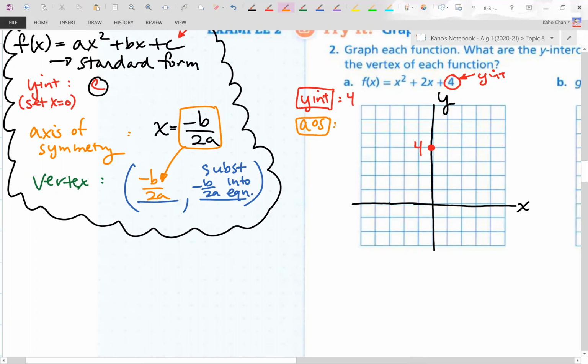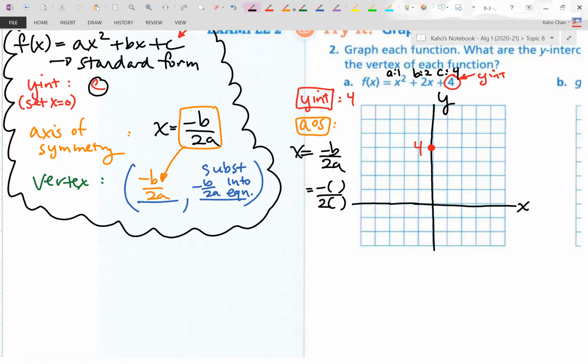The formula is very straightforward. X equals negative b over 2a. Look up here in the standard form and identify those parts. A is 1. See, it's not there, it's just invisible. B equals 2, and C equals 4. Okay? Plug that into the equation, negative b over 2a, and we'll get an answer.